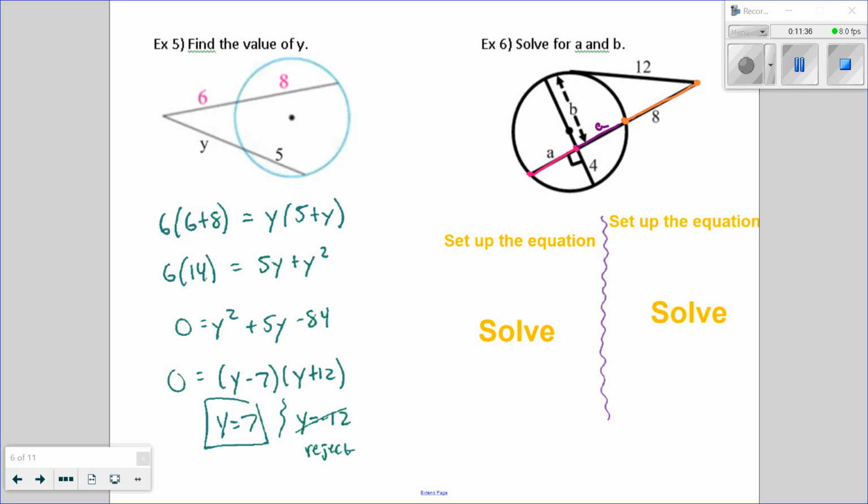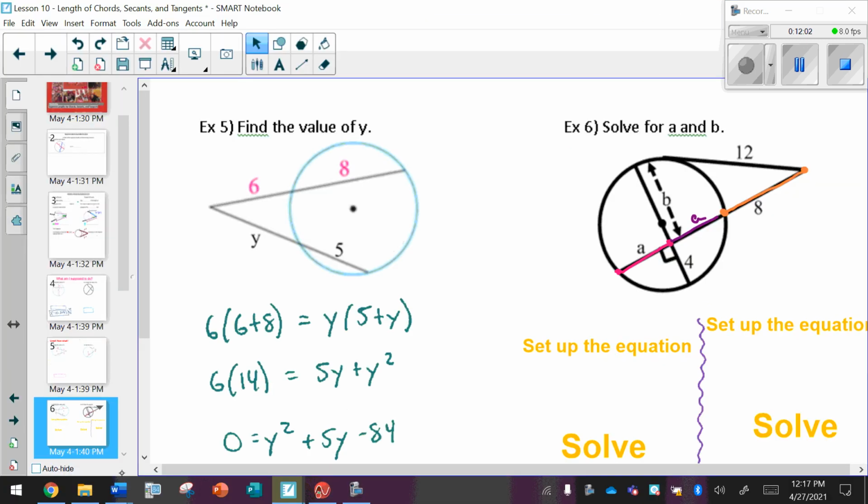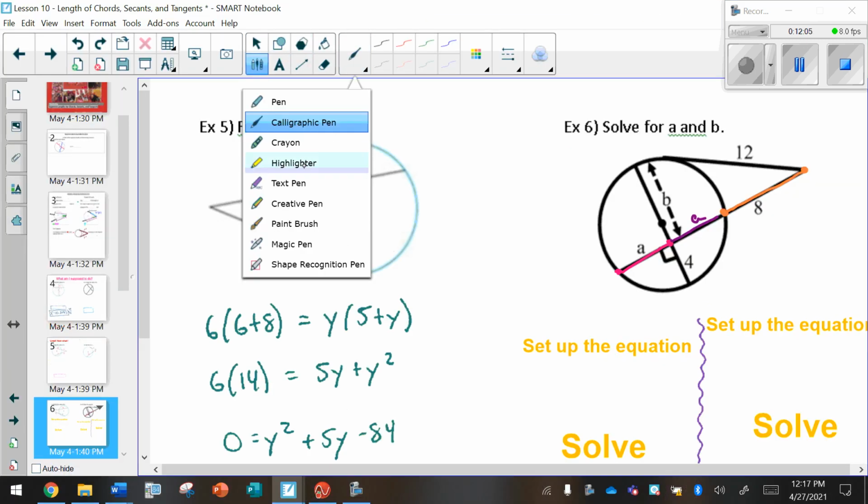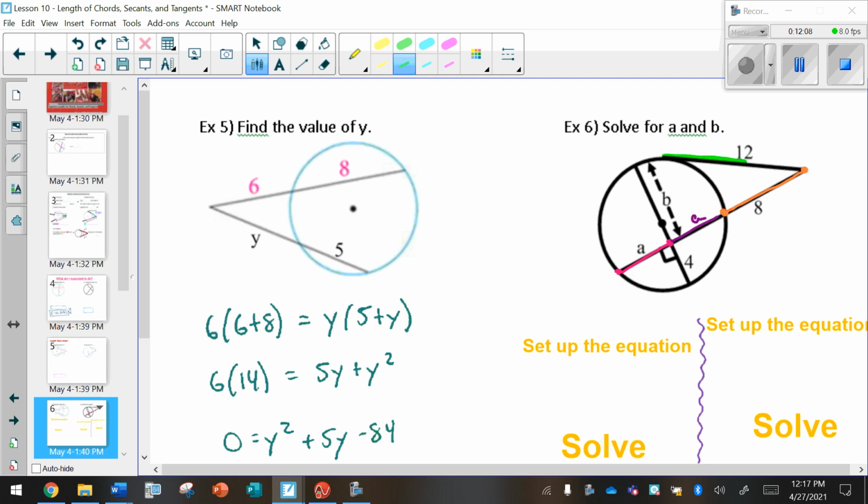Last one that I'm going to do with you together, and then the rest is on your own. We are going to try to figure out how to find A and B. So which one should we do first? Well, if we can figure out how to find A, then I can figure out how to find B afterwards. So what I'm going to do is, let me get a highlighter, that'll help. I'm going to use the tangent squared equals the outside piece times the whole secant segment.